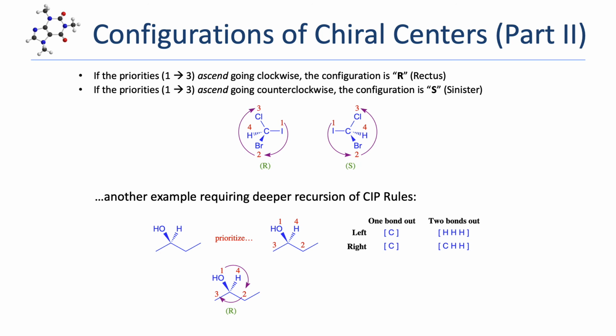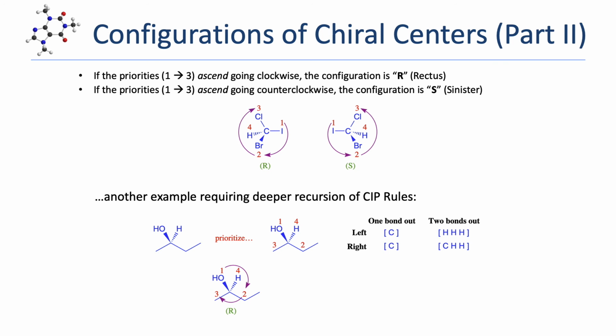We would then rotate the molecule to make sure that the 4 group is going back. Conveniently, it already is, right? The 4 group in this case is a hydrogen, and it's on a dash, so it's going back. So we don't have to do any 3D rotations. And we simply count 1, 2, 3, and in this case you can see that it goes 1, 2, 3 clockwise, and that means this is the R configuration of that chiral center.